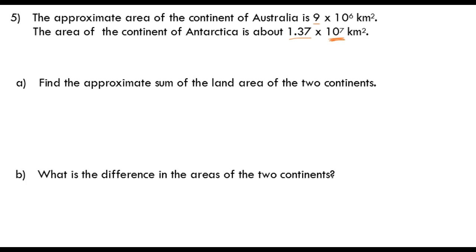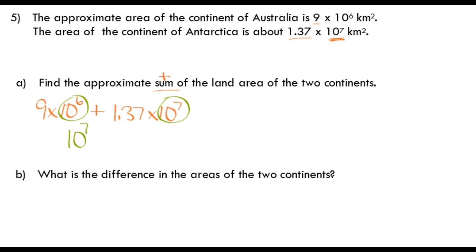Okay, so the first thing it says, find the approximate sum of the land area of the two continents. So sum means we're going to be adding the two lands together. So I'm just going to write out my problem here, 9 times 10 to the 6 plus 1.37 times 10 to the 7th. So once I know what I'm being asked to do, I can decide, do these match? No, they don't. So I want to make my smaller one, the 10 to the 6, become a 7.